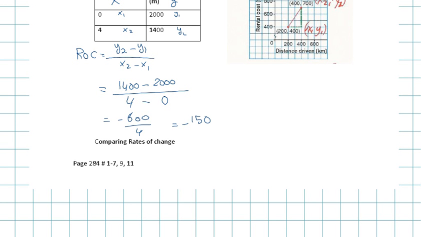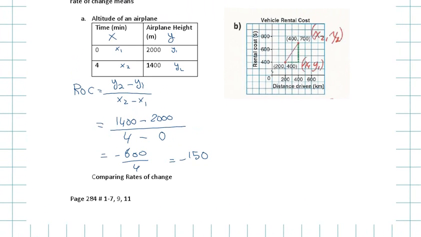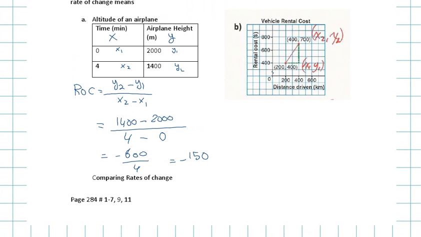So if you're looking at this, the y value, what is the unit for the y's? Meters. And then what's the unit for the x? Minutes. So that means your slope is going to be meters per minute. Do you guys agree with that? Right? Because I'm dividing y over x. So that's meters over minutes.